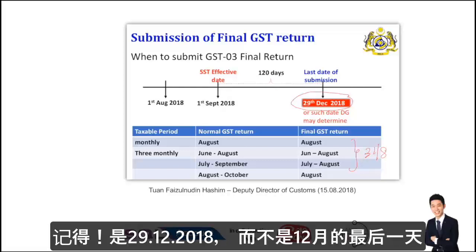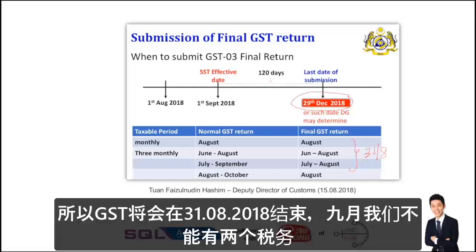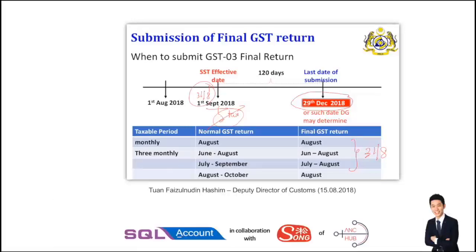Please take note. This will cut off on 31st August for a very simple reason: in September, you cannot run two types of tax. If you run two types of tax, then let us question whether at that point of time, in September, should I issue GST 0% or should I issue service tax or sales tax? So this will not work. They have to cut off by 31st August.